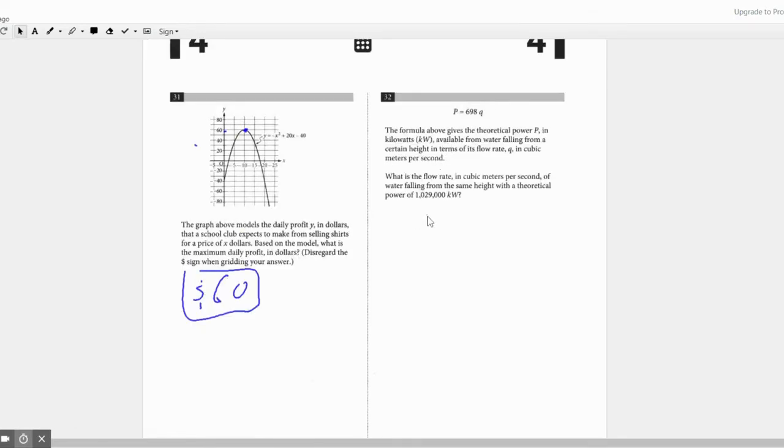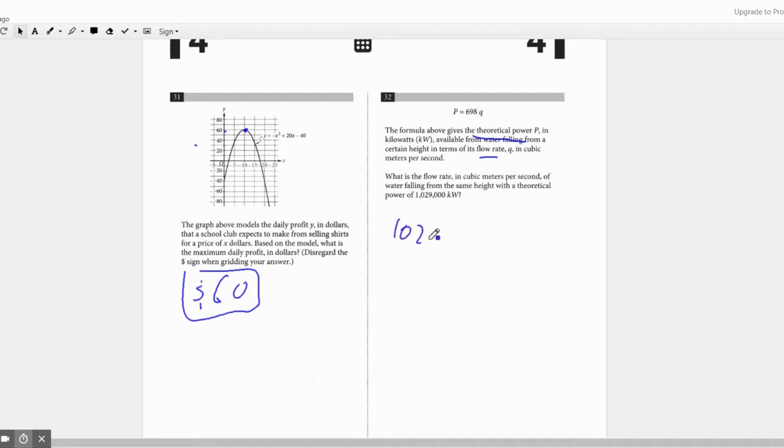Number 32. So P equals 698Q. P is the theoretical power, and Q is the flow rate. And that's all we really need from that. Notice they have their units, but the units line up at the end anyways. So what is the flow rate? Find Q given P, theoretical power.